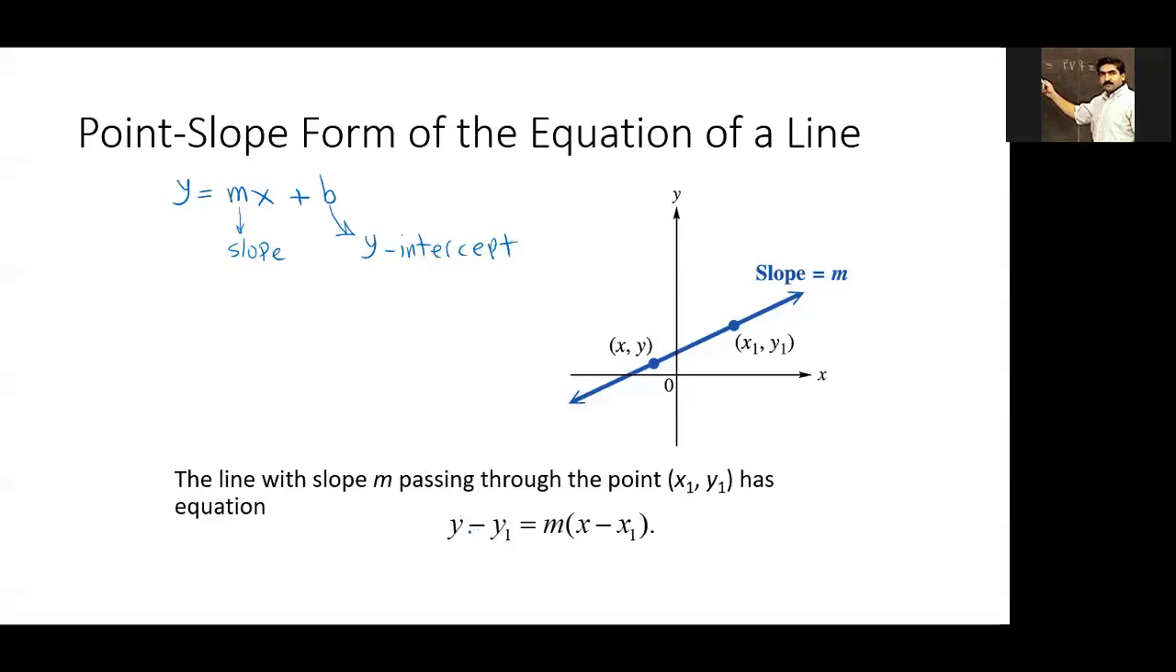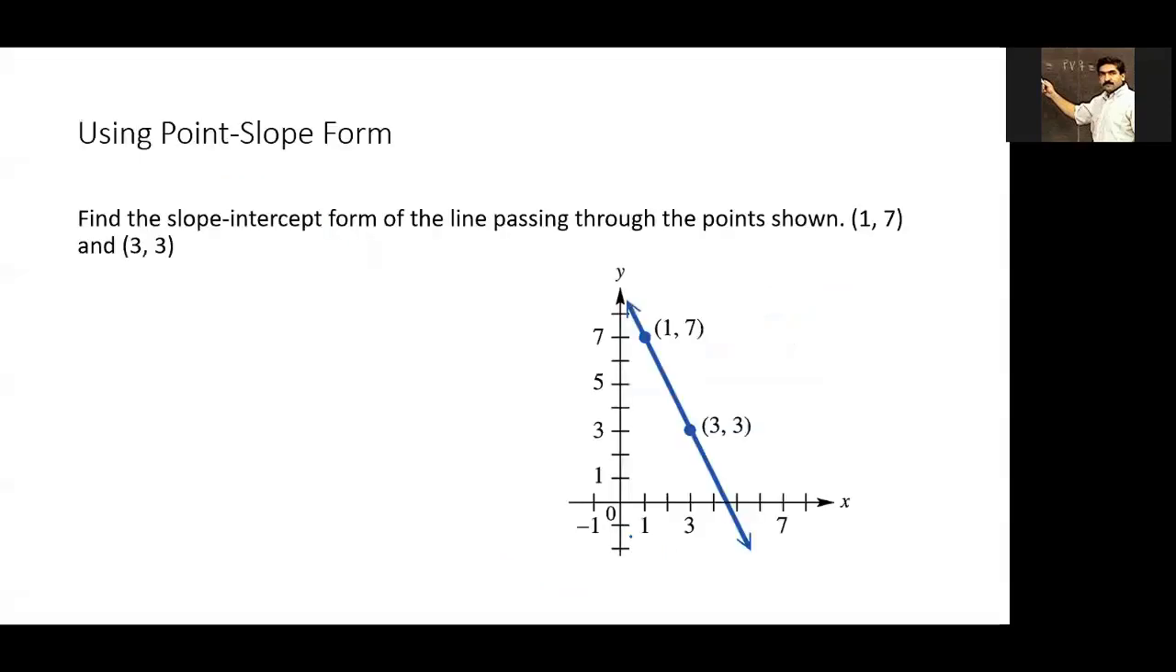Now we're looking at a different form. We call these point slope form because we have the slope here and what's given to us is a point, x1 and y1. Using point slope form, if I have 2 points, I should be able to use this information to write the equation of the line.